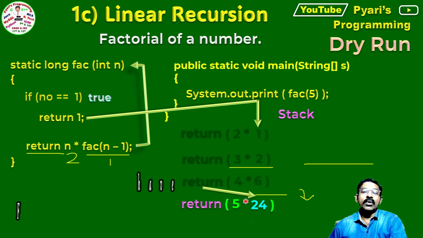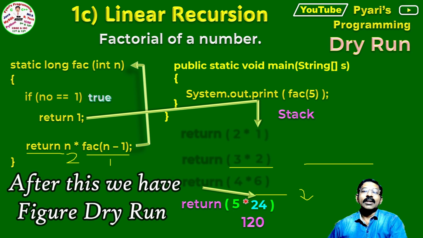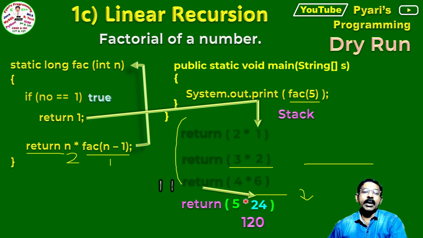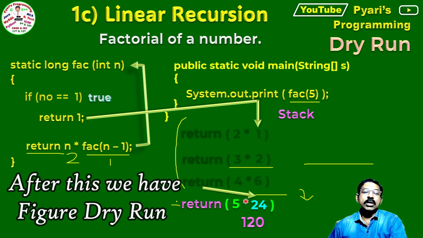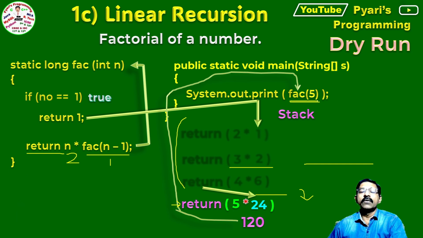Now to whom will it return this 120? The call that is made from the function main. You can see the stack is empty now. When it executes this one, after this the stack will be empty. So 120 will be returned to the function call that is made in the main function.